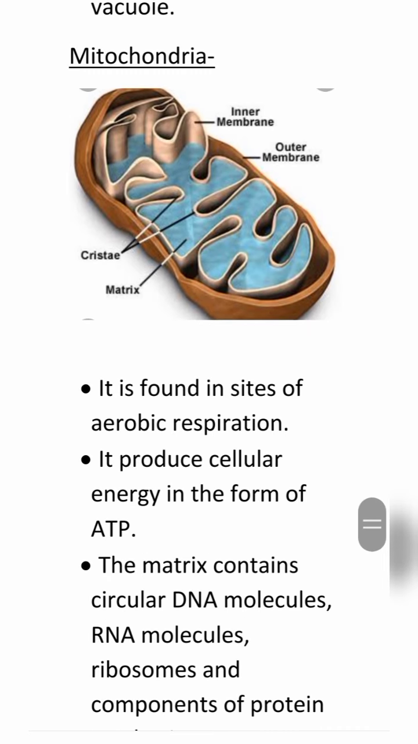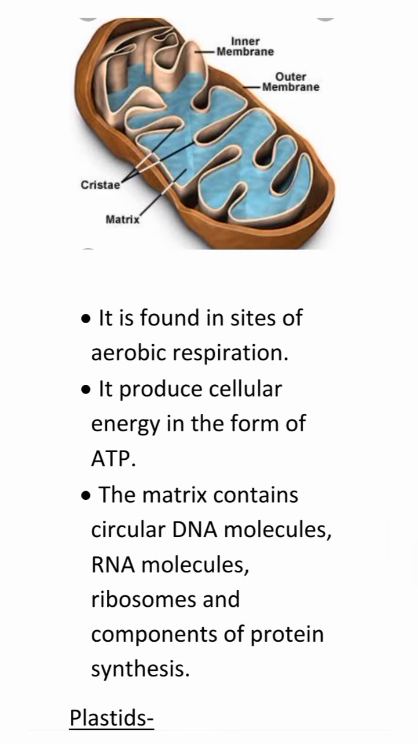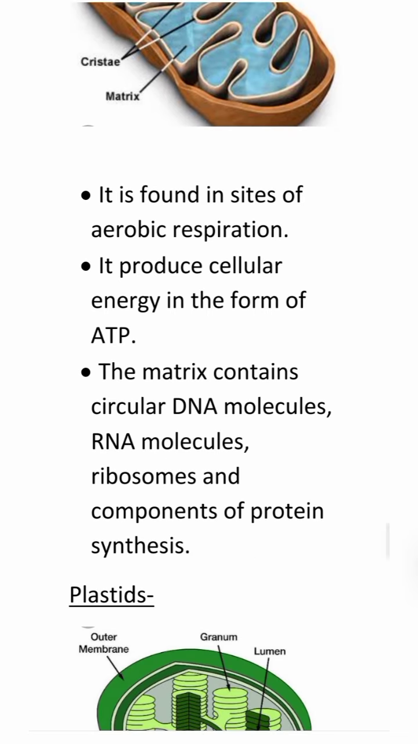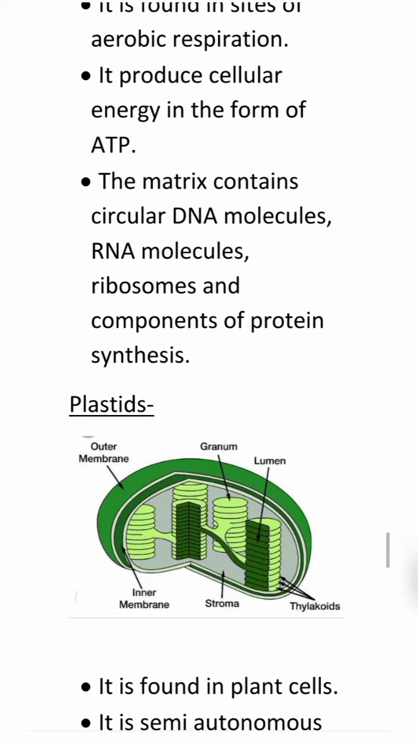Then mitochondria. It is found as the site of aerobic respiration. It produces cellular energy in the form of ATP. It helps in the respiratory system. The matrix contains circular DNA molecules, RNA molecules, ribosomes and components of protein synthesis.